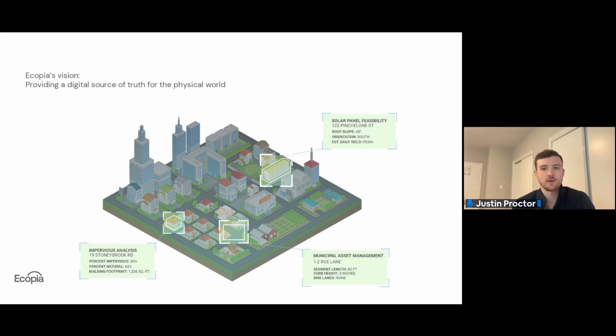Once we have this digital representation of the Earth, a lot of very interesting analytics become possible. Some of those use cases include determining where to place solar panels on roofs, helping municipal government manage infrastructure, and supporting property insurance risk assessment.